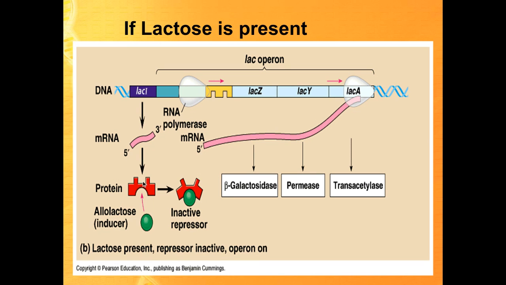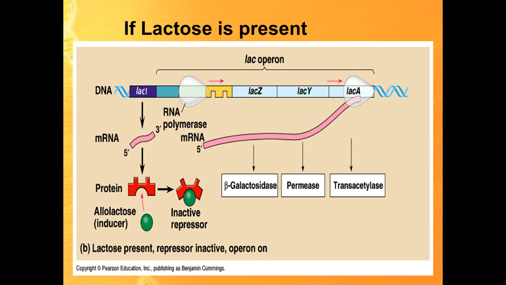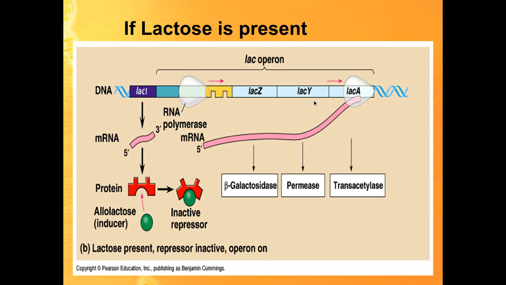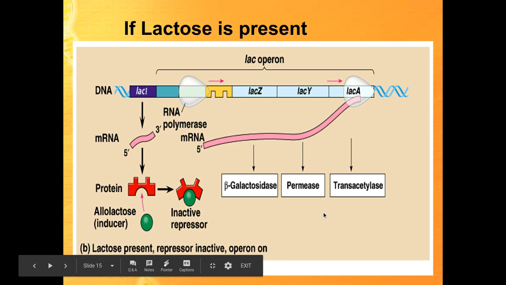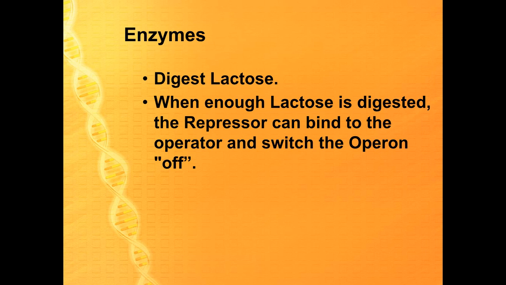So here's sort of what this would look like. Allolactose is going to be a slightly chemically modified version of lactose that's going to bind to that repressor and inactivate it. When that happens, now the RNA polymerase can proceed down and can create these enzymes that are going to break down lactose. Again, we only use it when we need it. So this is going to happen until there's enough lactose digested so that the repressor can become activated.